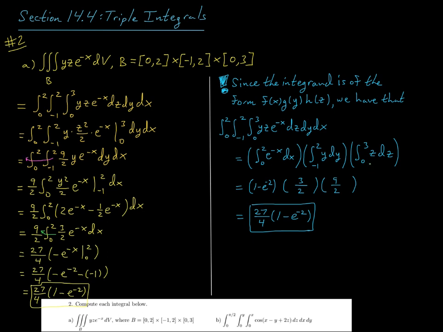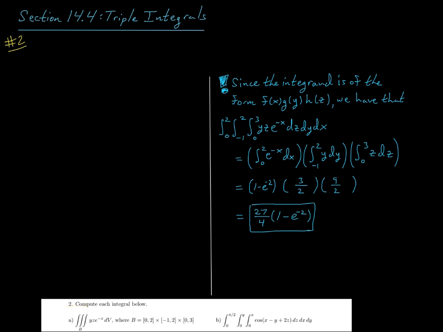The 9 halves came out. Well, the 9 halves is just the integral of z from 0 to 3. And then the 3 halves came out and multiplied the 9 over 2. Well, the 3 halves is just the integral of y. And then lastly, we integrated the e to the negative x, and that gave us the 1 minus e to the minus second. So this is another way to do this, and while the way we did it is perfectly fine, it's just a little more cumbersome, more room for small errors. So do keep this in mind when it's available. I recommend taking advantage of it.